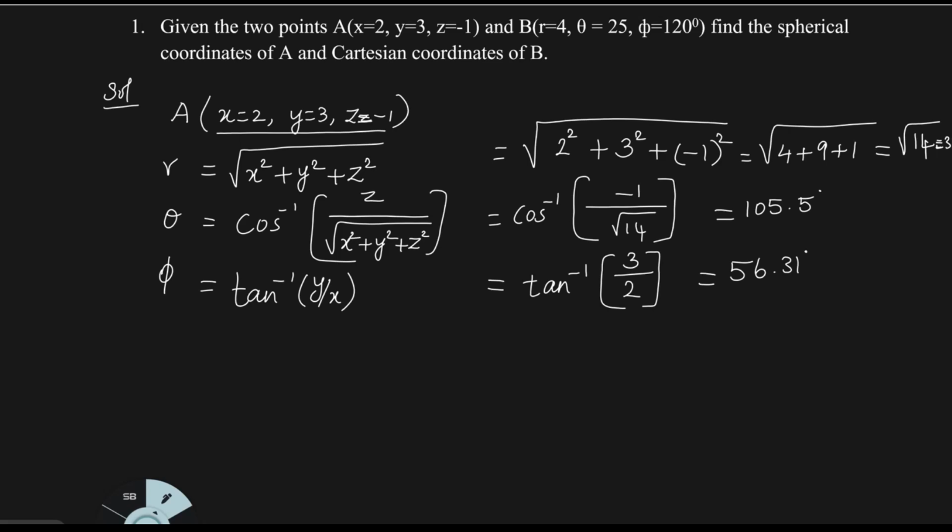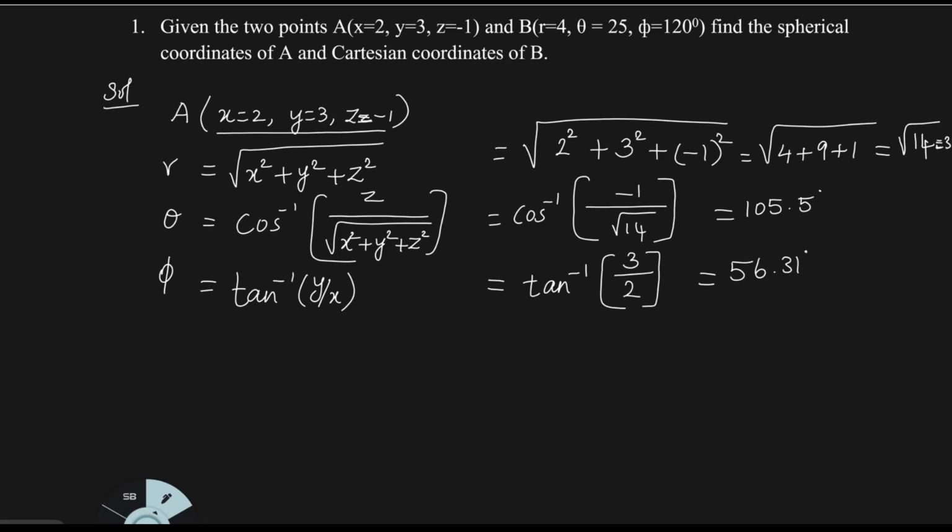So, the formula to find r from x, y, z is r equal to square root of x square plus y square plus z square, and we substitute the values of x, y and z in the formula and find the answer. Similarly, for theta, the formula is theta equal to cos inverse of z divided by square root of x square plus y square plus z square, and pi equal to tan inverse of y by x.